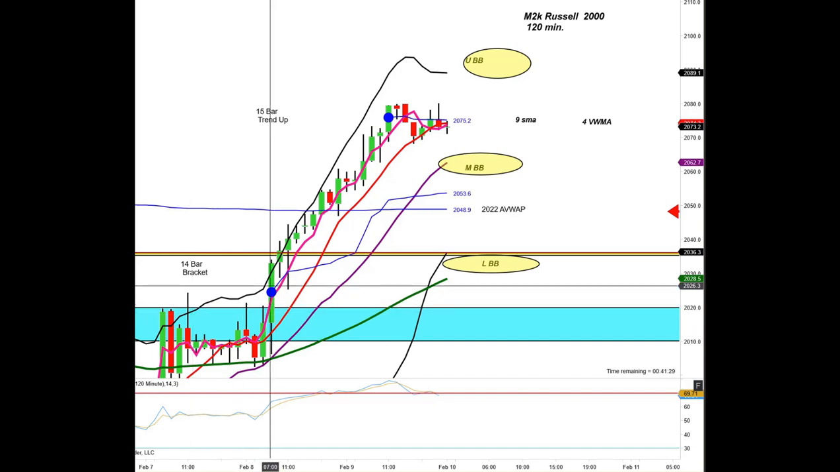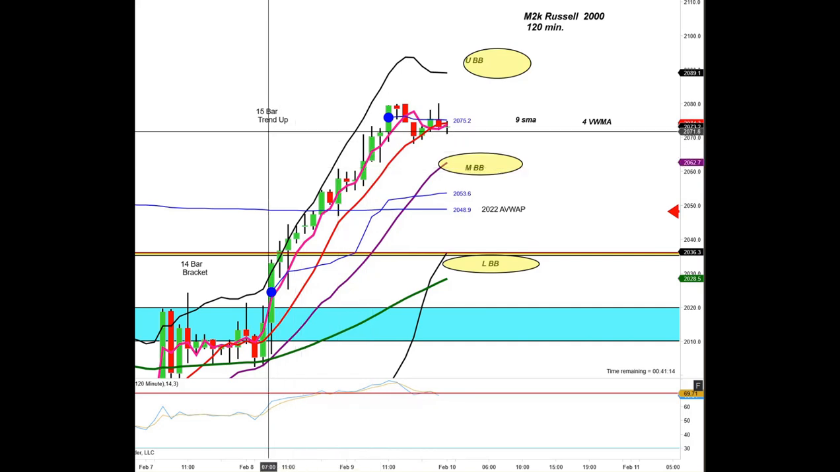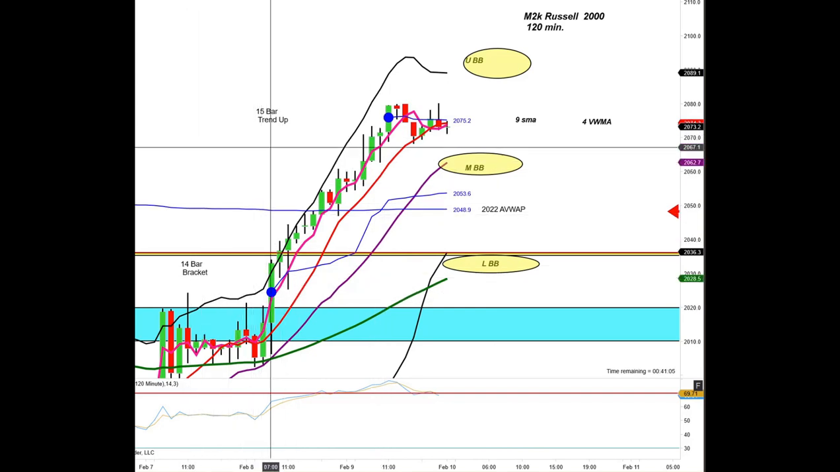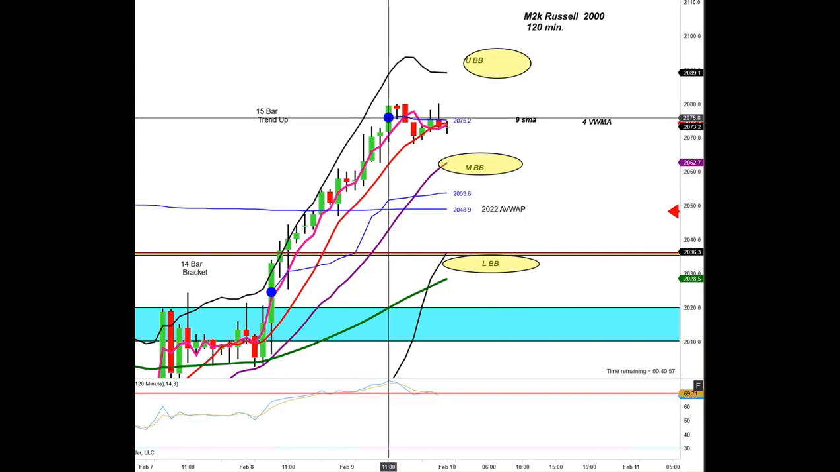After the bracket break, you notice with this blue dot, I noted the anchored volume weighted average price, which right now is about 2053.6. And what's important about that is that was a 15 bar trend up on the 120 candles. So we went 14 bracket, 15 trend up. And where we're at right now, again, based on Wednesday's close, this is the second anchored VWAP I put. And what that's telling us is trend has stopped currently, and we're in a consolidation zone.